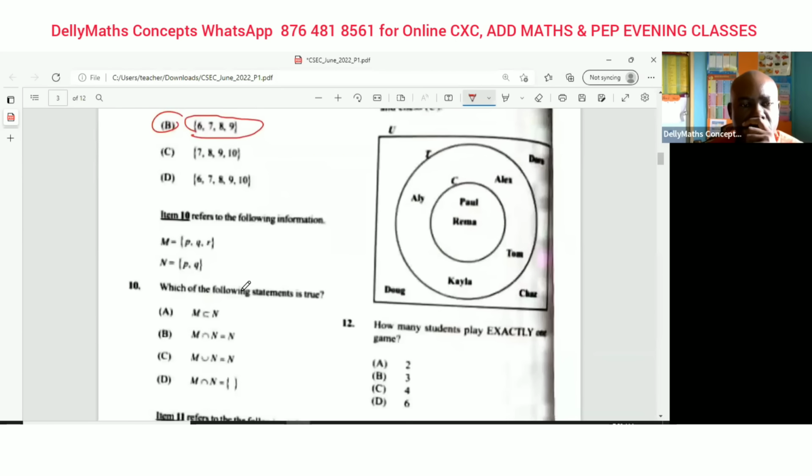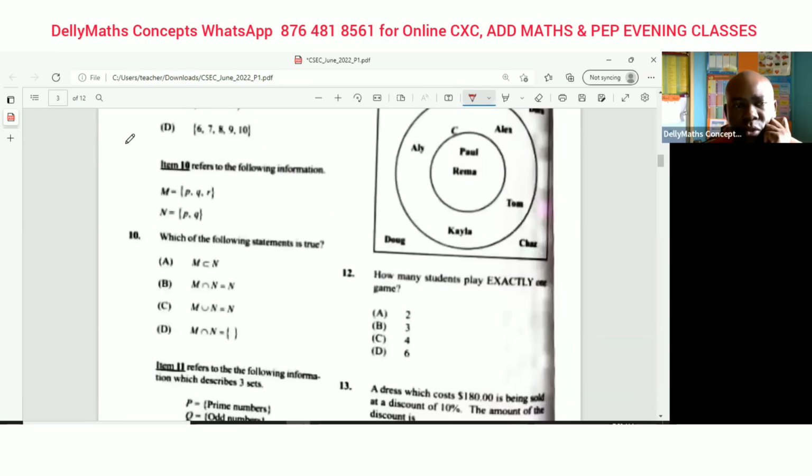Okay, so we have the set M, we have N. Which of the following statements are true? All right, I'm seeing that N is fully in M, so I'm looking for a subset at least. N is a subset of M, right? M is a subset of N? No, it's the other way around.